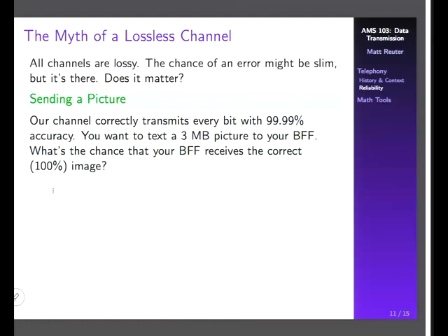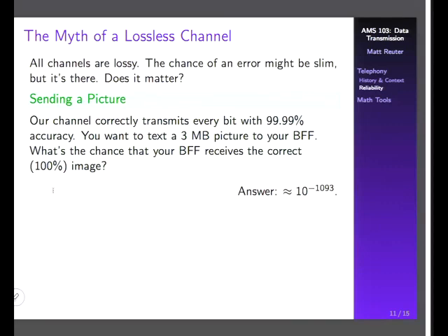Okay, so the answer is about 10 to the minus 1093. Which is to say you probably have a better chance of winning the lotto jackpot every day for the rest of your life than you would for this picture ever once getting transmitted correctly. Okay? So, where did this come from?